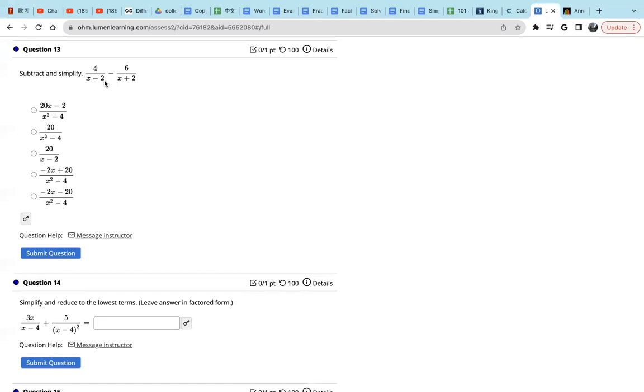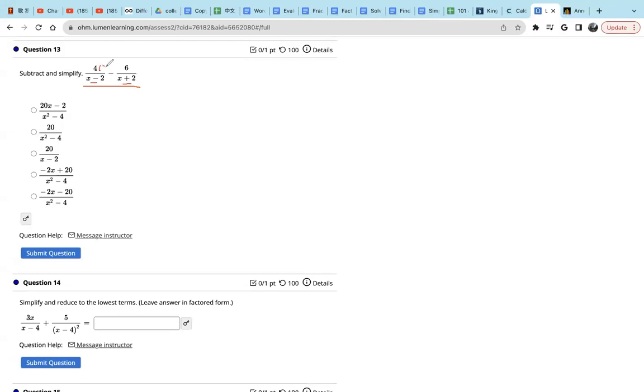Let's see, 13. 13, same thing. We want to subtract those two rational expressions. So we observe the denominator. This first one is x minus 2. The second one is x plus 2. The conjugates, difference of two squares. So we want to multiply the first one with x plus 2 divided by x plus 2, the second one with x minus 2 divided by x minus 2.